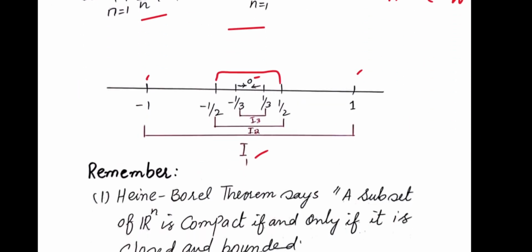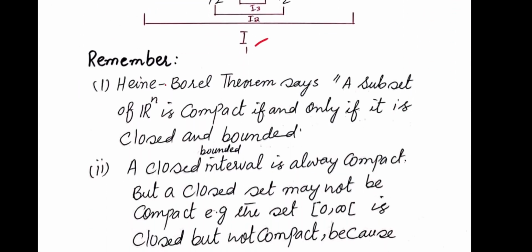Further, some important things you can read here. A subset of Rn is compact if and only if it is closed and bounded. It means in the classical Cantor intersection theorem, the statement is that our intervals are closed and bounded. So by the Heine-Borel theorem, these are compact sets. So it means the classical intersection theorem is a special case of the generalized form.